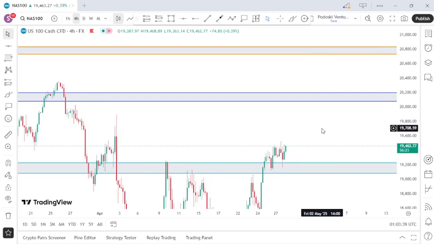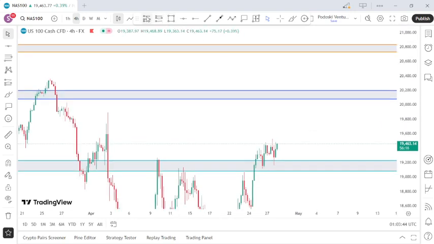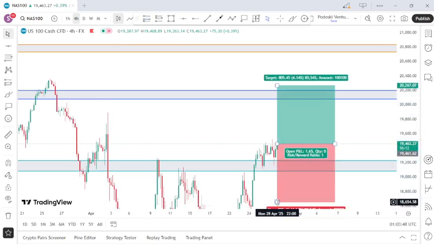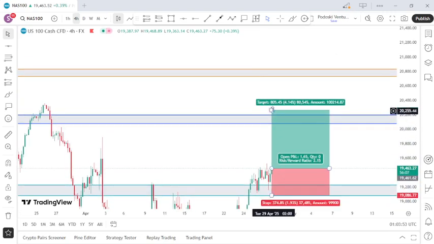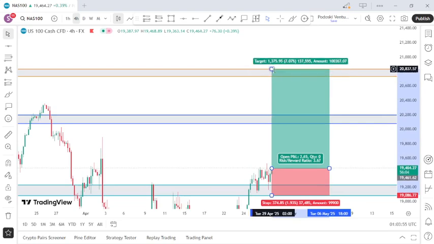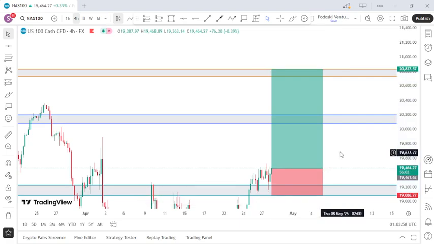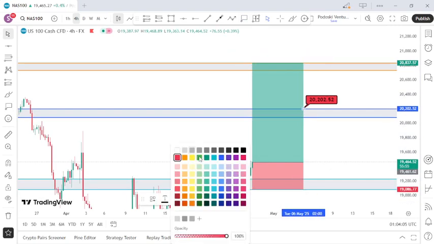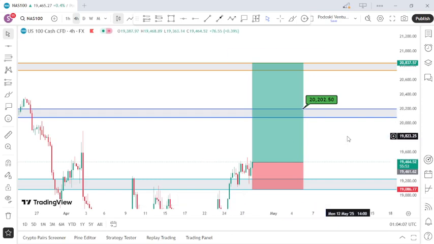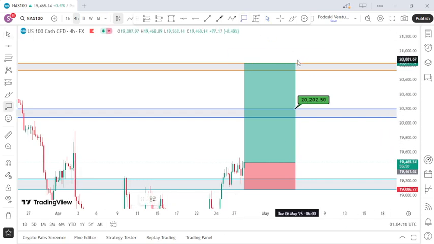So that's basically what we are going to be doing on NAS 100. We are buying NAS 100 right now. So our first take profit will be here. Let me change the color. Yeah, so here will be our first take profit, and our second take profit will be over here.